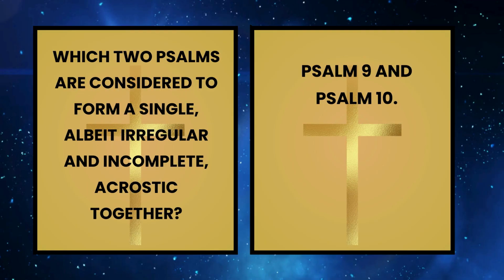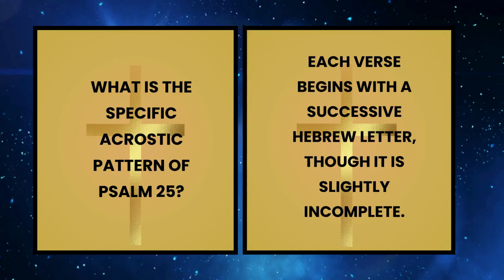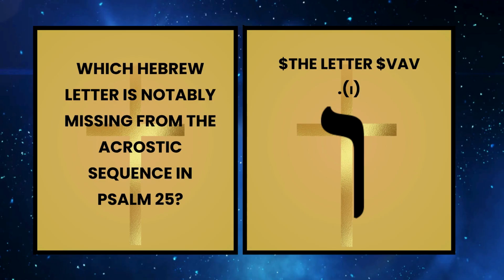Which two psalms are considered to form a single, albeit irregular and incomplete, acrostic together? They are Psalm chapter 9 and Psalm chapter 10. What is the specific acrostic pattern of Psalm chapter 25? Each verse begins with a successive Hebrew letter, though it is slightly incomplete. Which Hebrew letter is notably missing from the acrostic sequence in Psalm chapter 25? The missing letter is Vav.